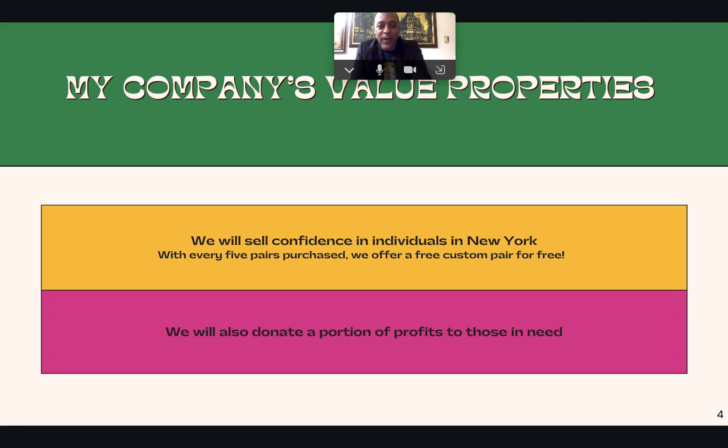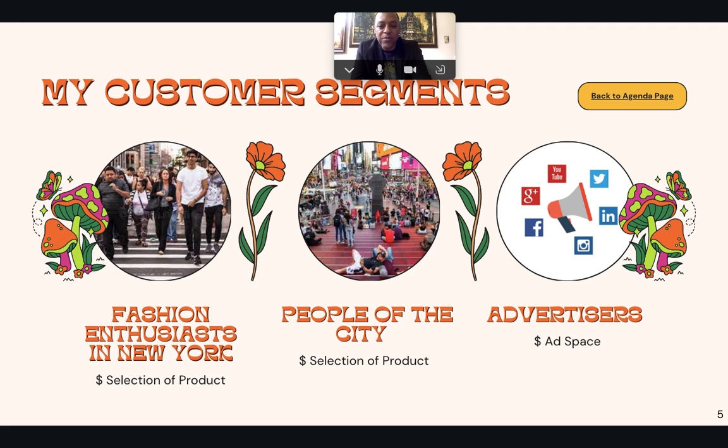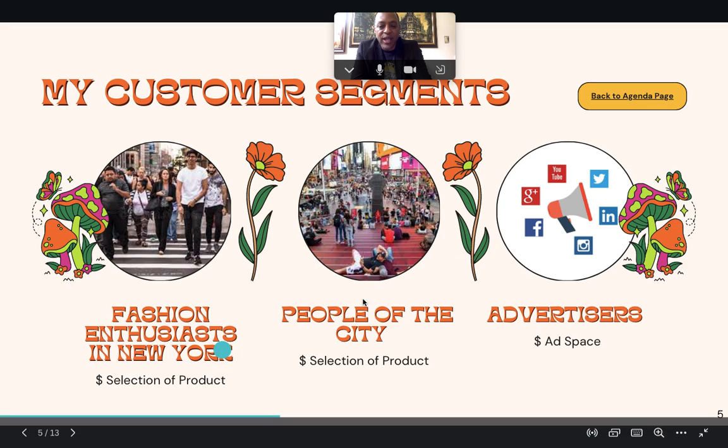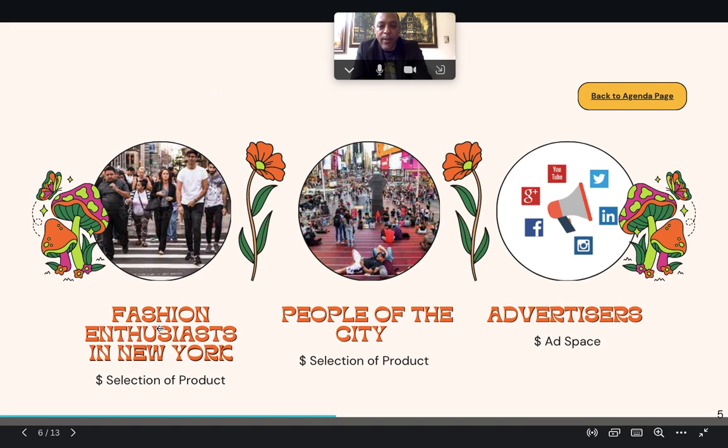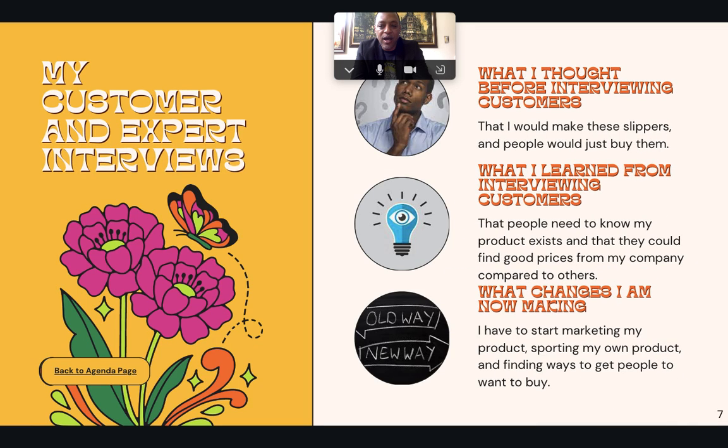All right. So I've developed a nice particular value proposition. Our specific customers are these, and we collect revenues in the form of ad space from advertisers, selection of product from these, and so forth and so on. All right. We did an industry analysis and we came up with XYZ. We also did some customer validation interviews. So we collected primary research data.